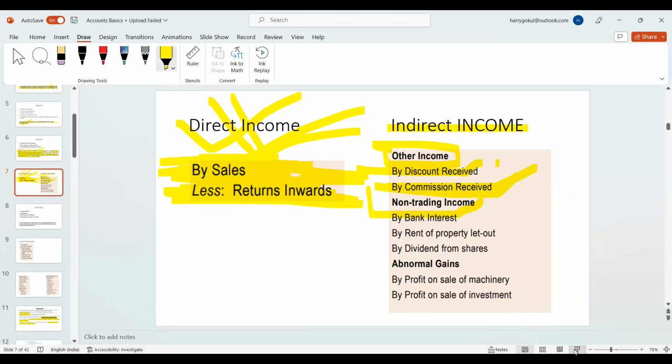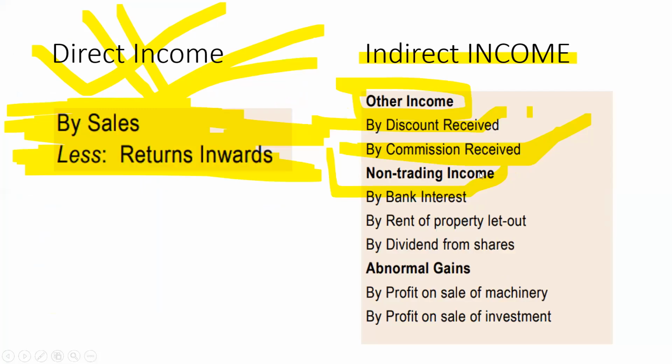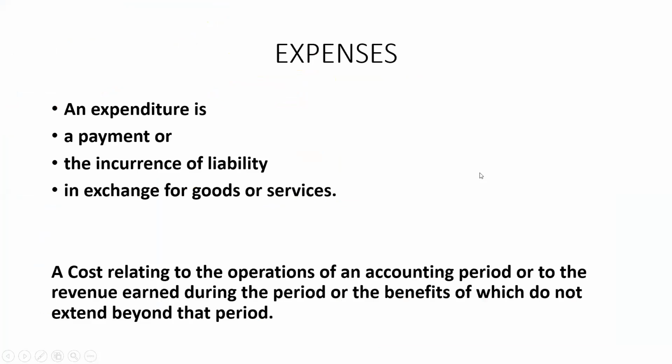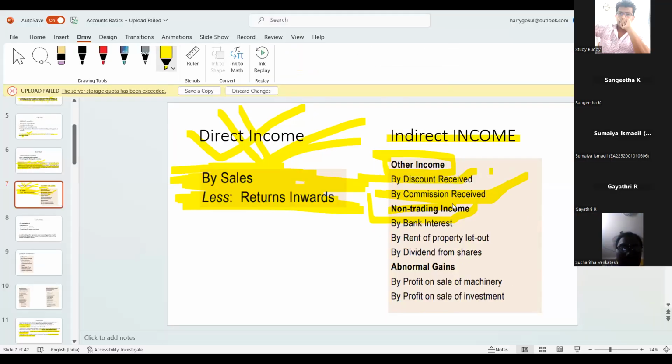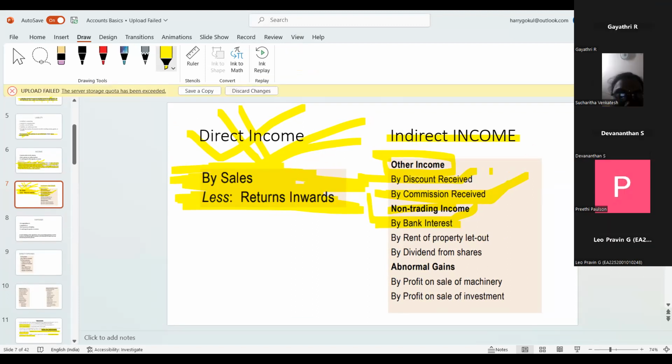One second, I will take this. Non-trading income. Okay, non-trading income. What are those things known as non-trading income? One second.